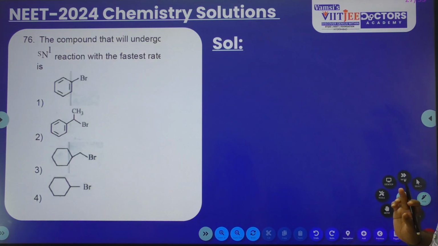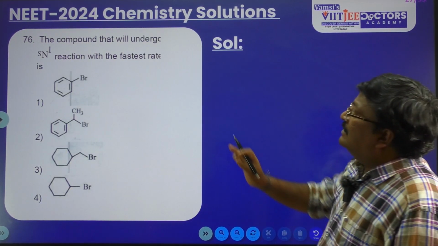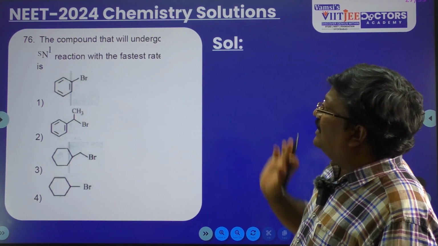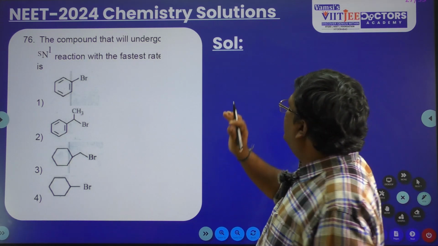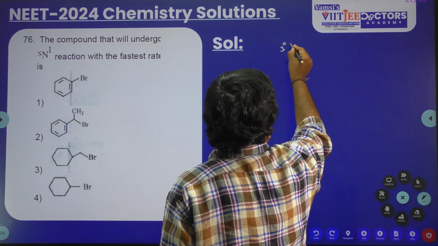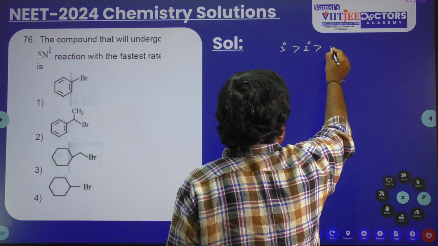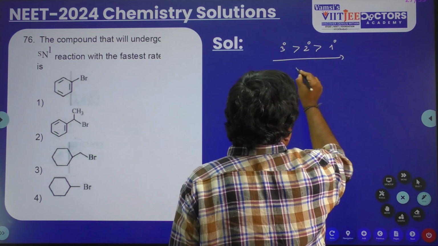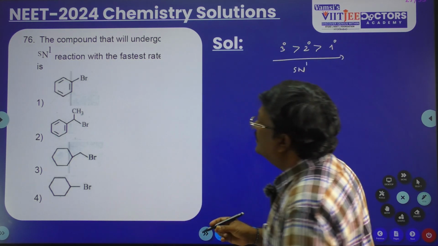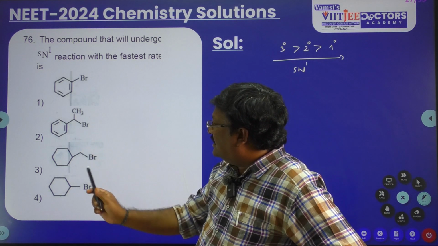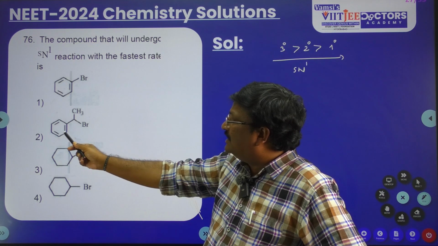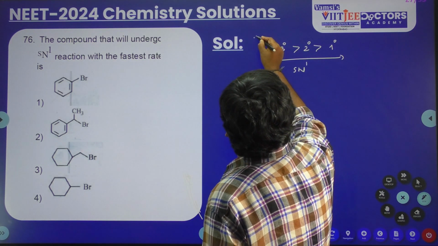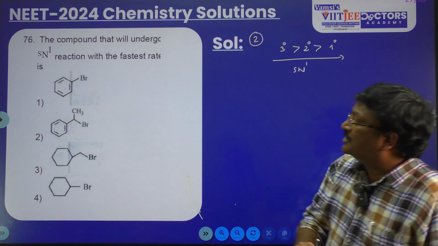Coming to the next question: the compound that will undergo SN1 reaction with the fastest rate. Here we have to depend on this relation: tertiary, secondary, primary. So that is the SN1 order. Coming to this, it is secondary, but it is benzylic, right? It is benzylic. So here it is the second option.